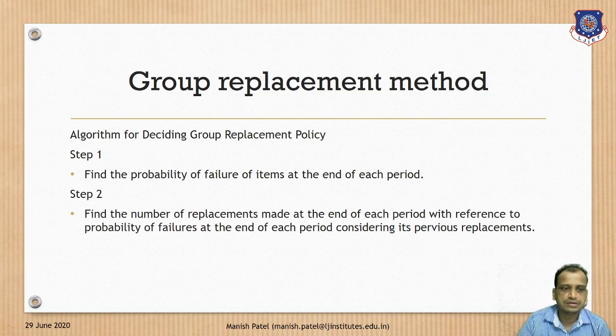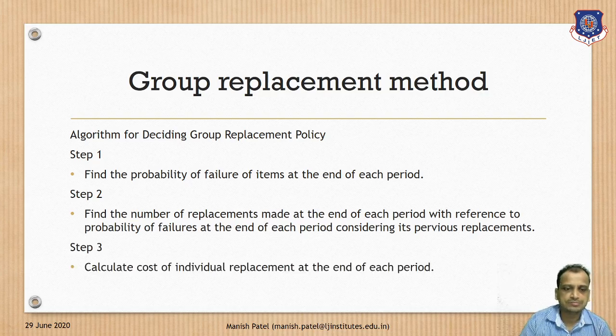In the next step, you will find out how many replacements you need at a certain time of a certain period, right? And you will note down this number of replacements and calculate the cost of replacement as well. Now in the third step, you will calculate the cost of individual replacement at the end of each period. Let's say for example 10 bulbs need replacing at the end of 2 months. So we will find out the cost of individual replacement of each bulb at the end of the second month.